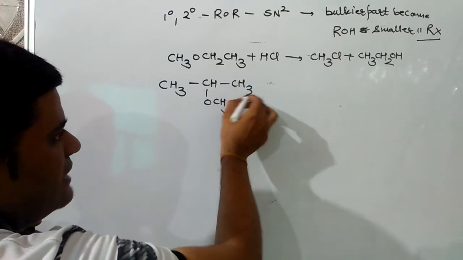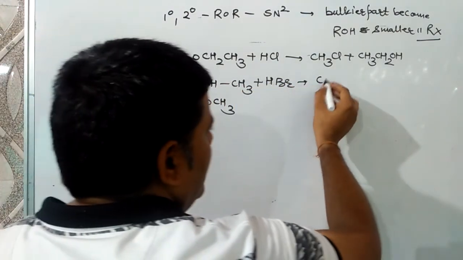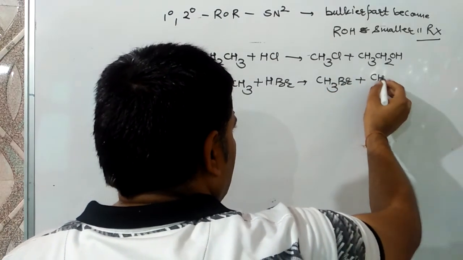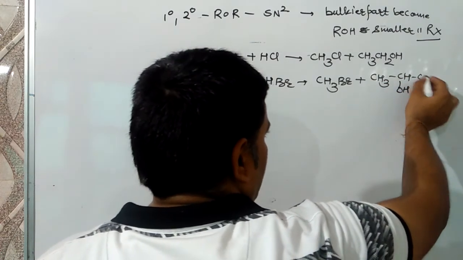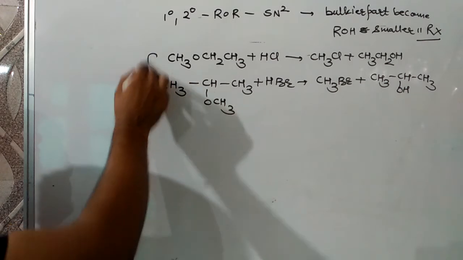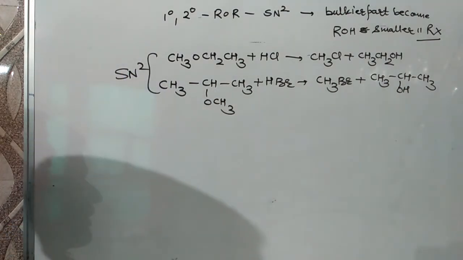Similarly, there might be 2-methoxypropane, and HBr is added to it. Then the products formed will be methyl bromide plus isopropyl alcohol. As here the mechanism will be SN2, that's why the bulkier part becomes alcohol and the lighter part becomes haloalkane.